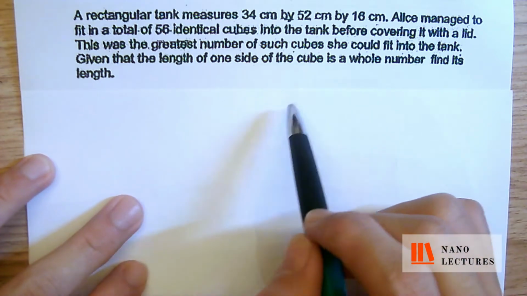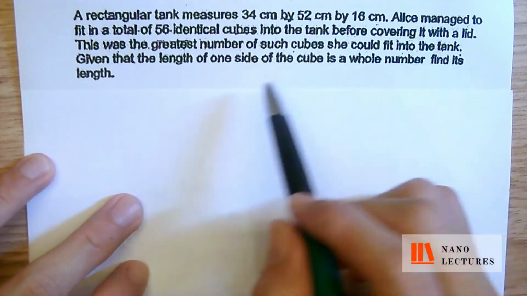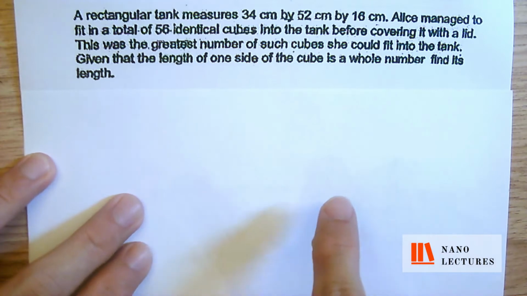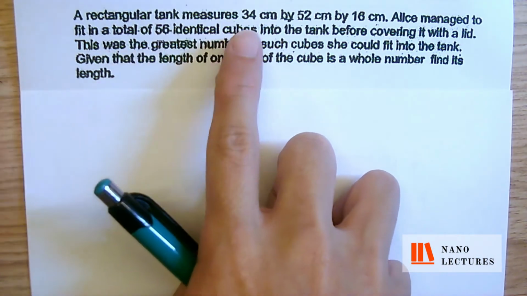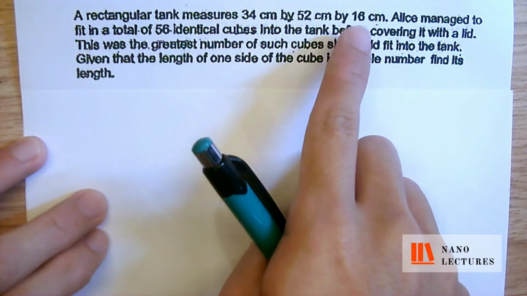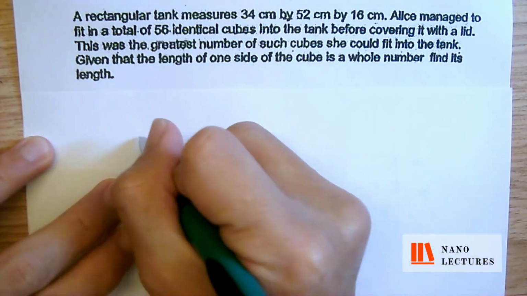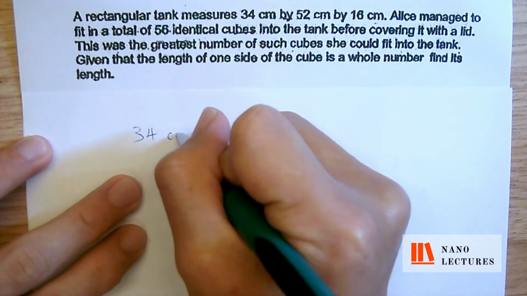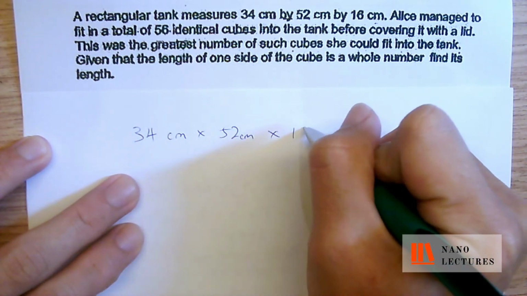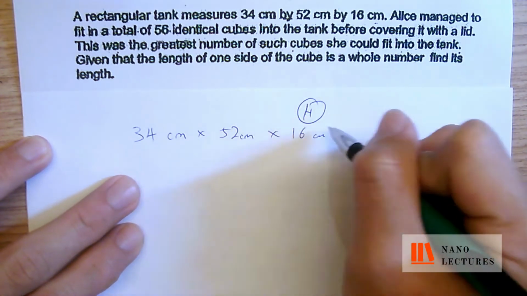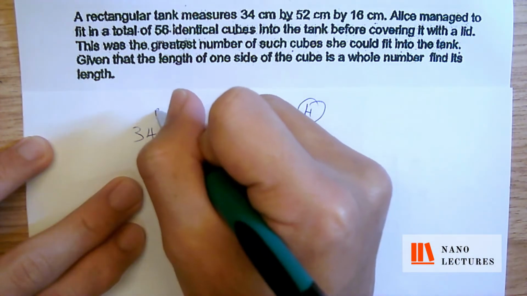Okay, this is one of the more difficult whole number volume hybrid type of questions. So let me run through this question with you. They said that a rectangular tank measures 34 by 52 by 16. So our normal understanding is, this is the height, this is the length, and this is the breadth.